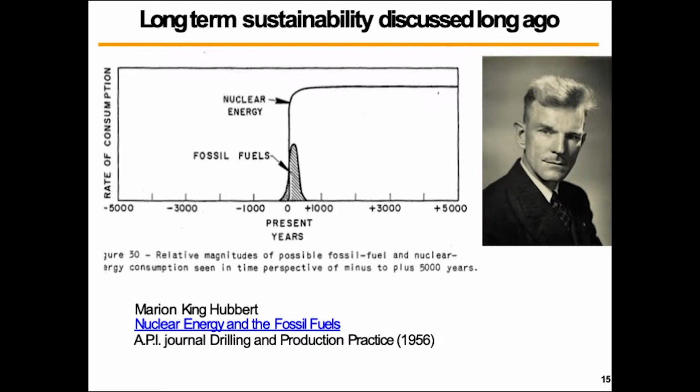And this was recognized early on. So people often show this part, but they never show this part. It's from the King Hubbard paper from 1956. This is the famous peak oil paper. And there was another curve. It was a curve with nuclear power. And why are we not ramping up on nuclear power production? There are some reasons which keep the current nuclear power back.